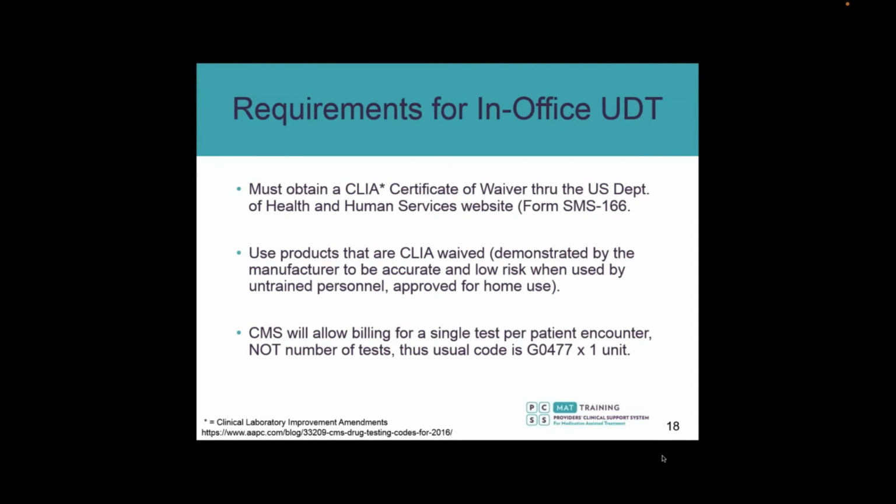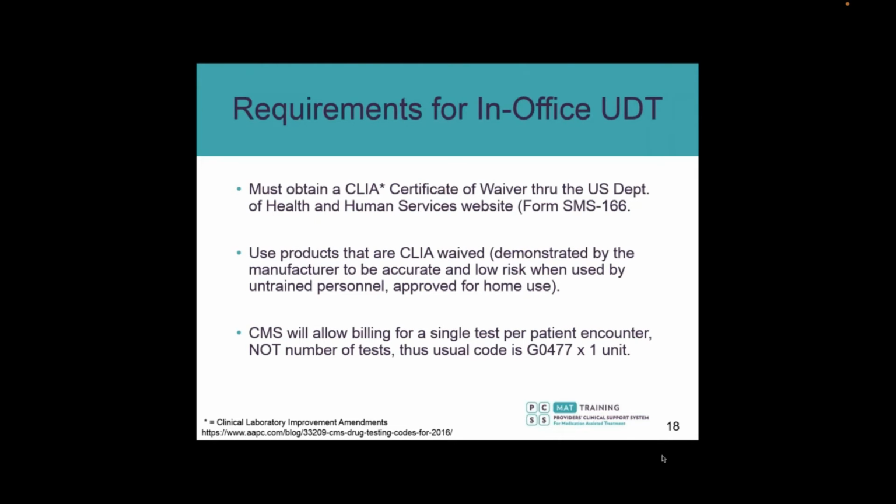The requirements for in-office urine drug testing, a practical point, is that you must obtain what's called a certificate of waiver through the U.S. Department of Health and Human Services website, and you can go online to look for that. That's called a CLIA waiver, and why that's important is because CLIA is the Clinical Laboratory Improvement Amendments. It's a legal definition of what a test is, both accurate and that the people administering it are qualified to do that. So if you get a CLIA waiver, that says that your office is qualified to perform whatever test you want to. Most of the tests we have can be what's called a CLIA-waived test.